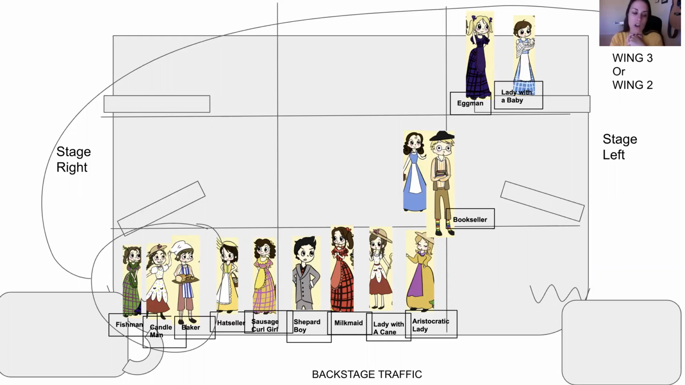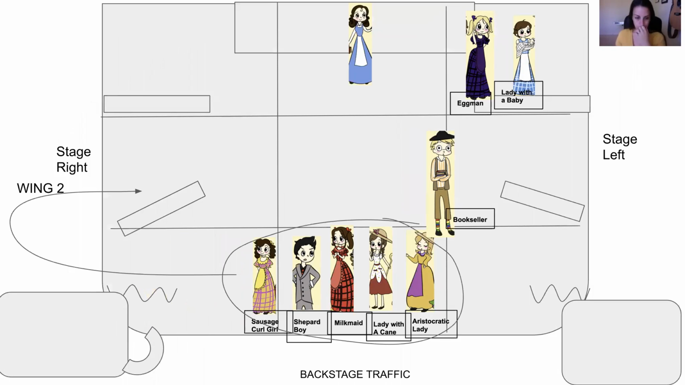This is our backstage traffic. Fishman, Candleman, and Baker are going to cross all the way backstage, and you're going to go hang out and wait in wing 3 behind Lady with a Baby. So the new line formation hanging out in wing 3 stage left will be Eggman number 1, Lady with a Baby number 2, Fishman number 3, Candleman number 4, Baker number 5. And then Sausage Curl Girl is going to lead the rest of her line, and you are going to wait in stage right wing 2.